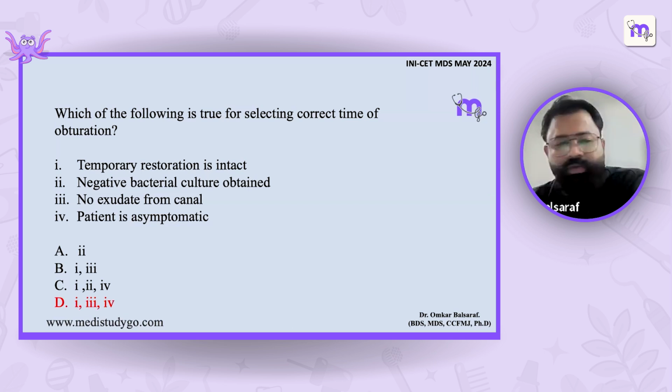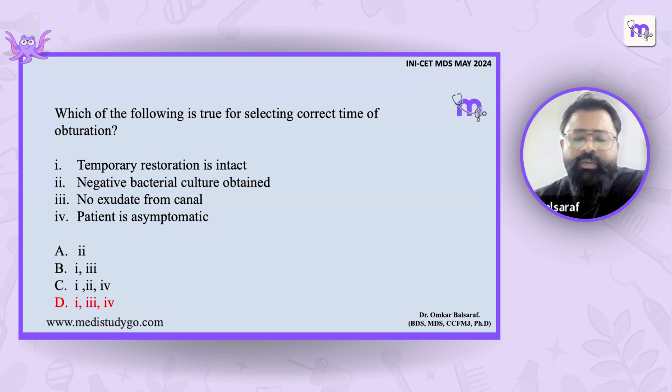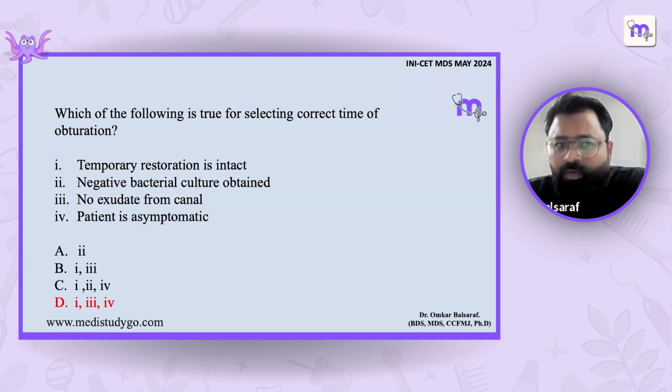Yes. So the answer is D, wherein temporary restoration is intact, is what they are saying. No exudate from the canal, and patient is asymptomatic. So when do you decide whether the patient should go for an obturation? Is what they're trying to tell you.